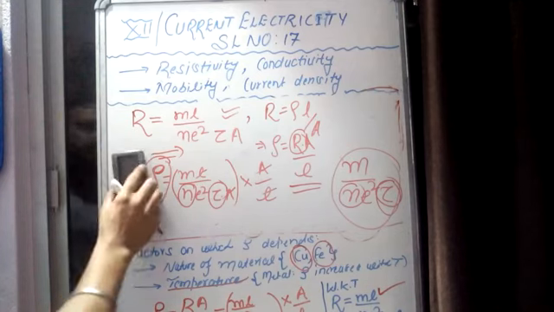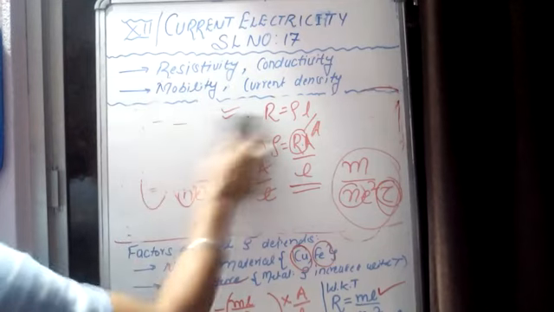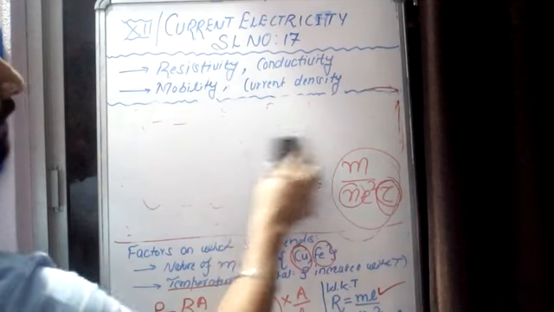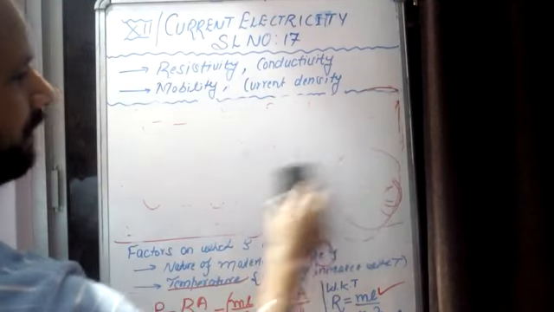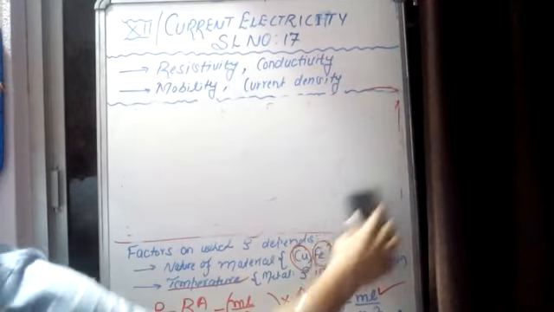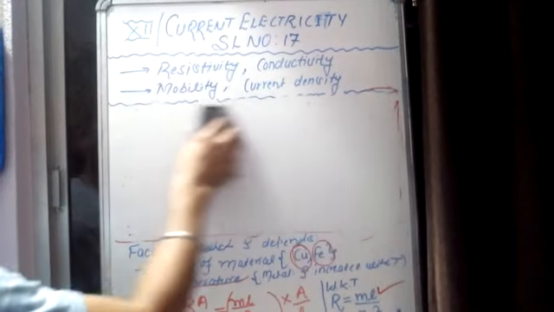Sometimes a question is asked about variation in resistivity and resistance. If the length of the wire is increased twice, what change will be in the value of resistance and what change in the value of resistivity? Now the question is clear. What will be the answer?